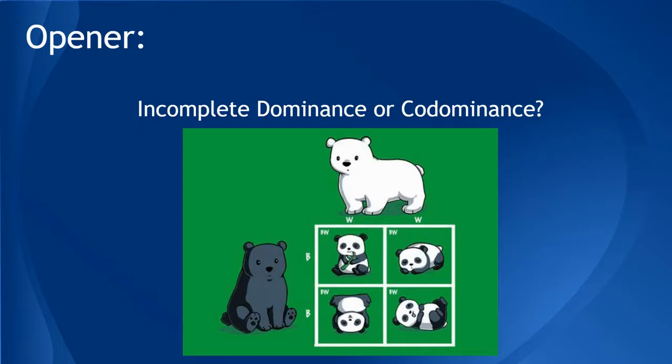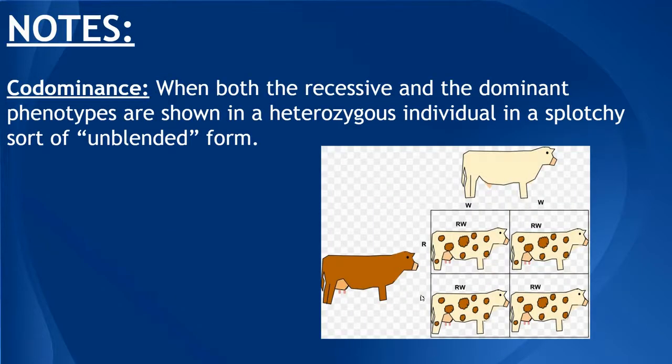If you said codominance, you would be right because it's showing parts of each. It's not a full blend. It's not like a gray throughout each one of these bears. It is parts of each. So it's going to be codominance where you're showing parts of each one.